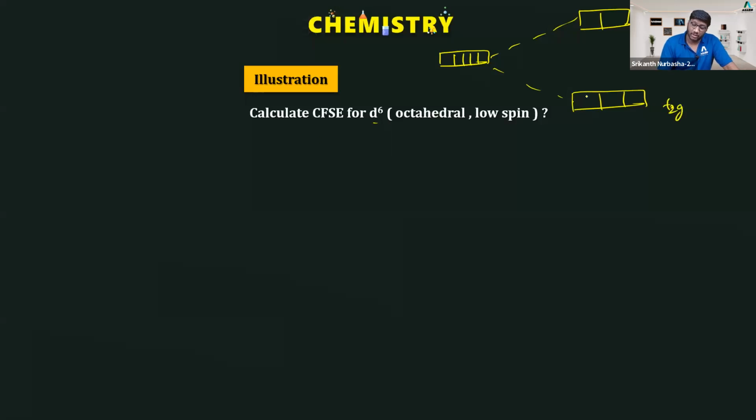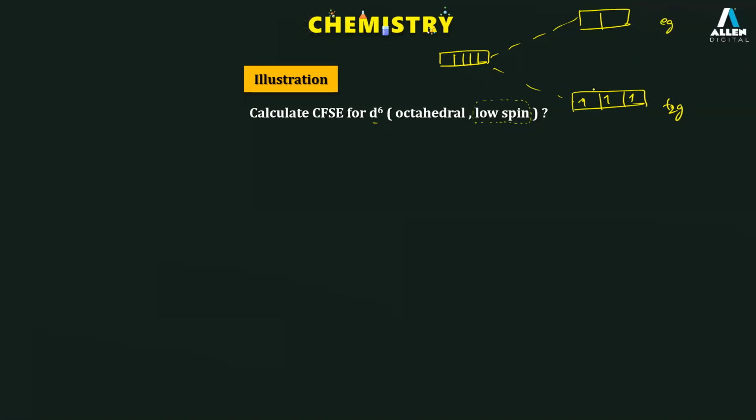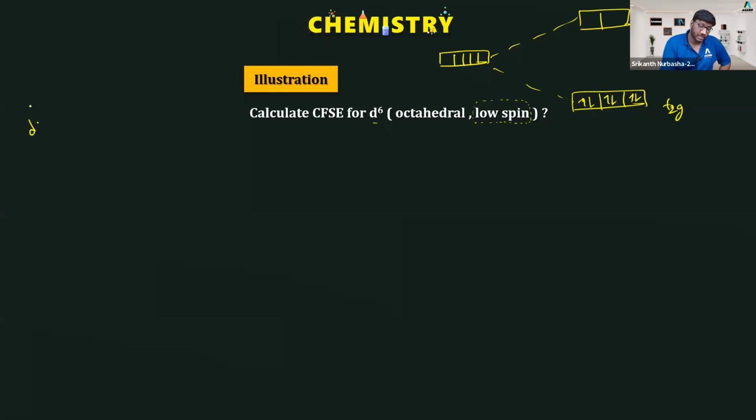I have to fill 6 electrons. First electron, second electron, third electron I have filled, no issues. But fourth, fifth, sixth filling, how to do it? For that they have given some information: low spin. Low spin means what? Low spin means pairing up. Yes, very good. So d6 will now have the electronic configuration of t2g6, eg0 in the case of strong field ligand or low spin complex.